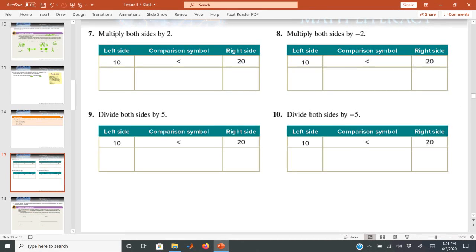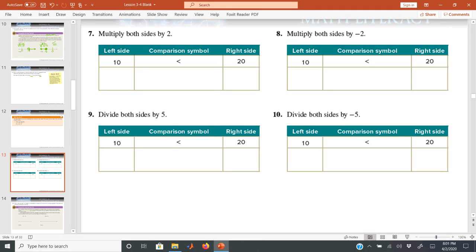We're taking the same approach here, except we're investigating what happens when we multiply or divide. What happens to the less than or equal to or greater than or less than or greater than or equal to sign? What happens to that sign or the comparison symbol when we multiply or divide both sides? Restart the video when you're done.